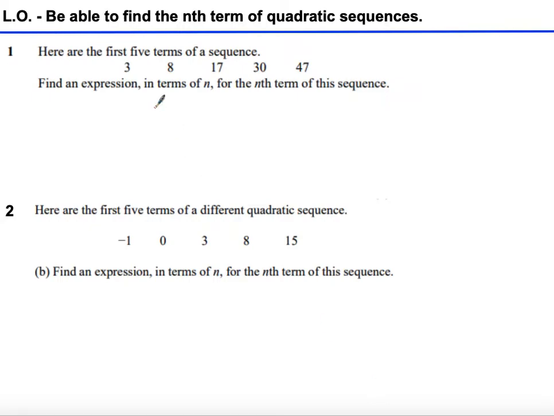Hello, be able to find the nth term of quadratic sequences. Here are the first 5 terms of a sequence: 3, 8, 17, 30, 47. Find an expression in terms of n for the nth term of this sequence.